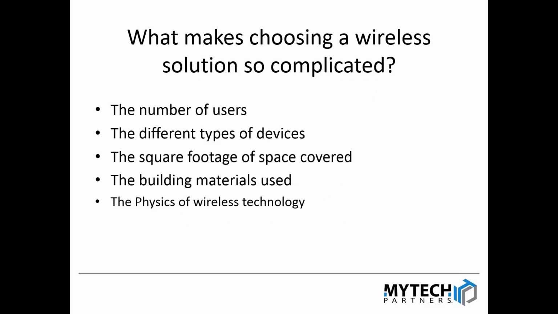There's also the square footage of space covered. What we mean by this is that the physical area that we're trying to provide this wireless access to is very critical. Obviously, if it's a smaller space versus a larger space, we need to provide more coverage over a greater area. There are questions about whether there's a limited amount of space we can cover with one access point. So we get into questions of how many access points and what type.